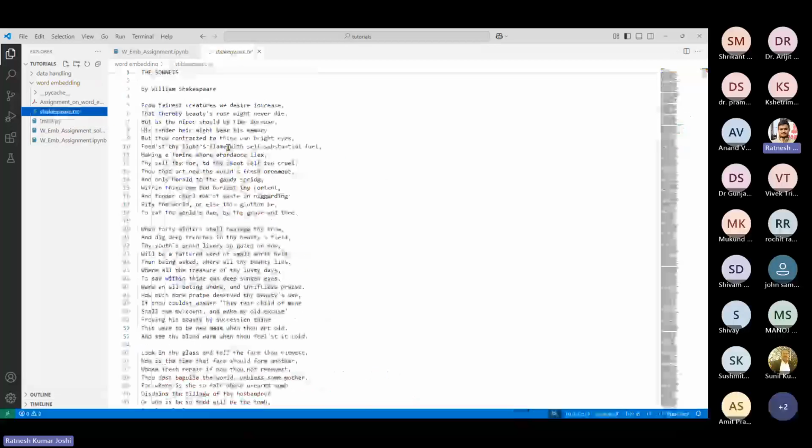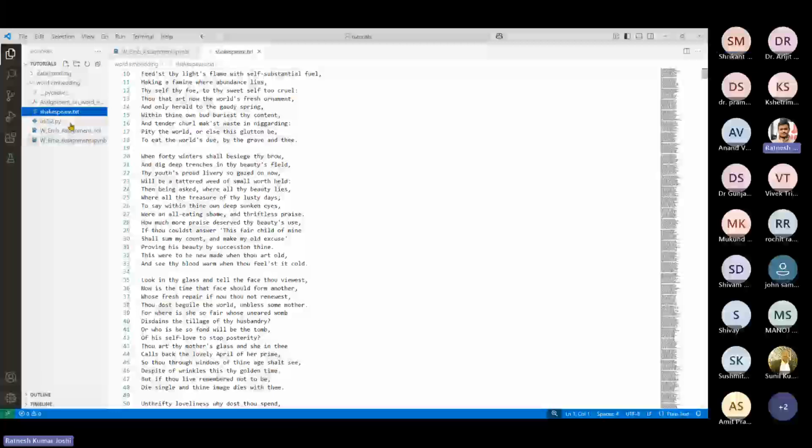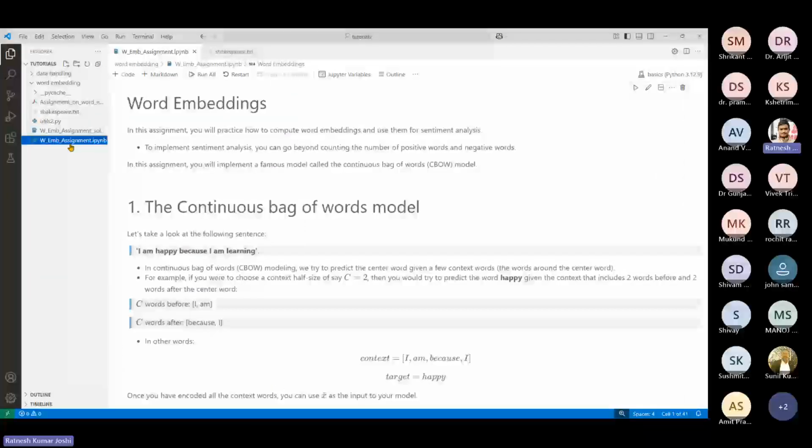And the assignment also includes a huge chunk of text. In order to create word embeddings, we need a lot of text to learn from. So this is the text that you'll be using. It's the sonnets by William Shakespeare and the entire text of it. So this is the text. Oh, sorry, this is the code that you are given.